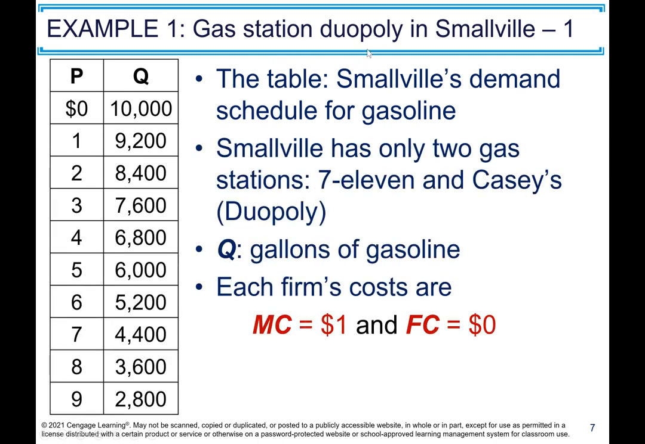Example 1, gas station duopoly in Smallville. The table shows Smallville's demand schedule for gasoline. Smallville has only two gas stations, 7-Eleven and Casey's, a duopoly. Quantity is gallons of gasoline. Each firm's costs are MC equals $1 and FC equals 0.